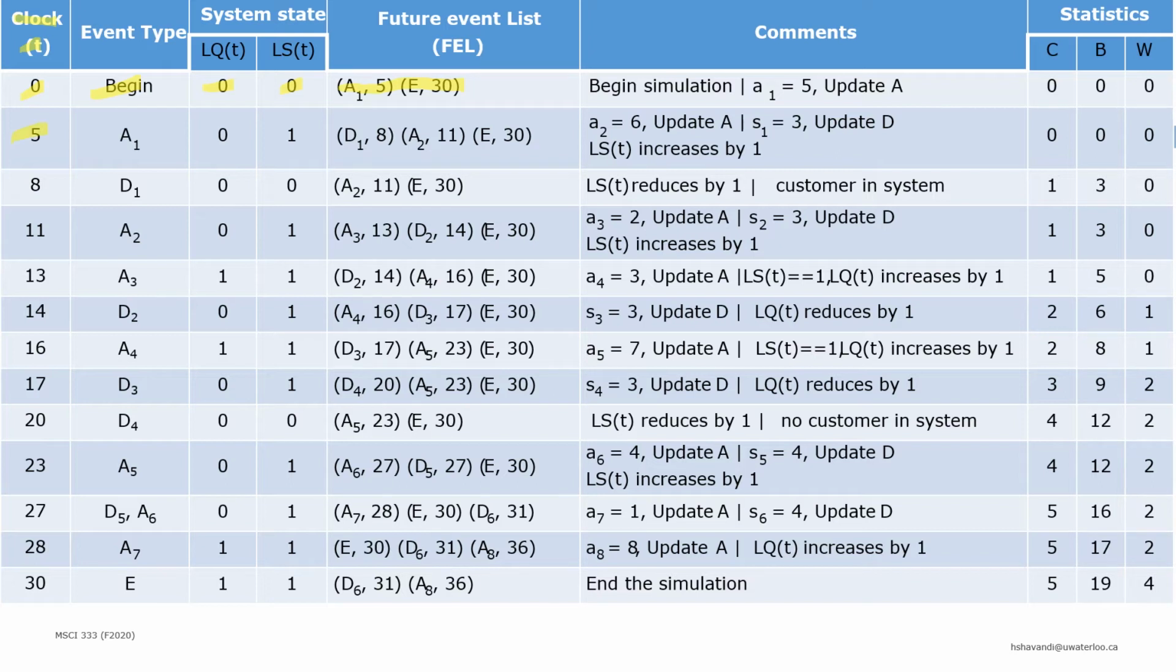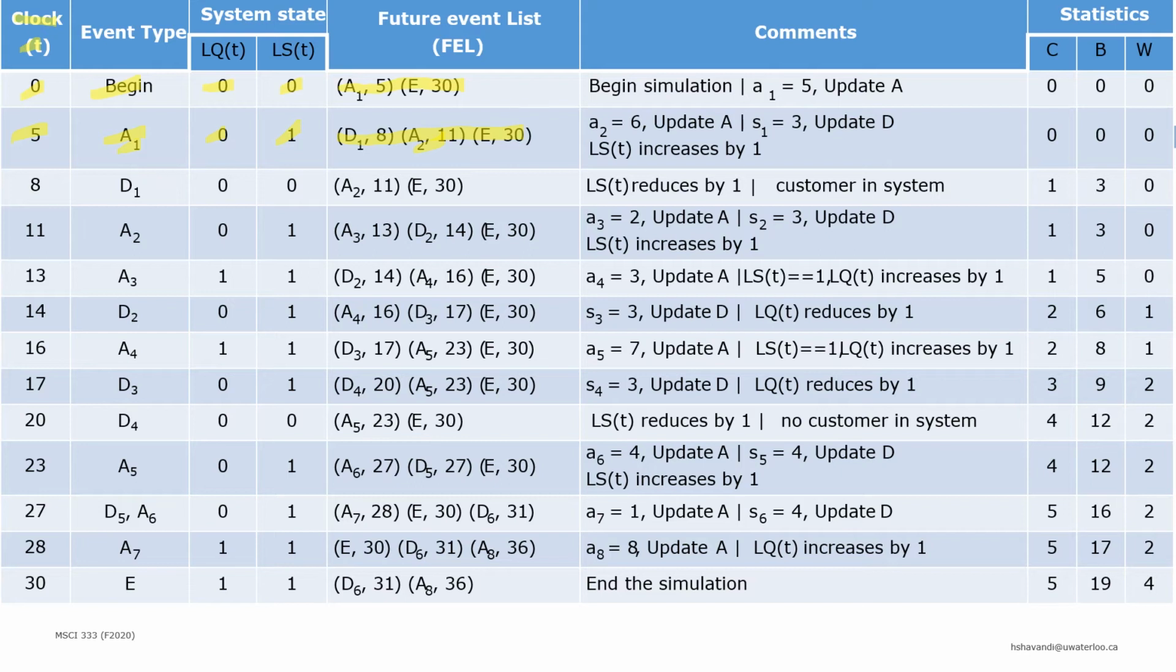The next row is for time 5, and we have the arrival of the first customer. Since there is no one in the system, the server will start serving this customer right away, so the server's status becomes 1, busy. As you remember, at the occurrence of any event we generate the next event. So when we have an arrival, we generate the arrival event for the next customer. As you see here, we have A2 at time 11. Also we have an activity here: the service of the first customer has been started.